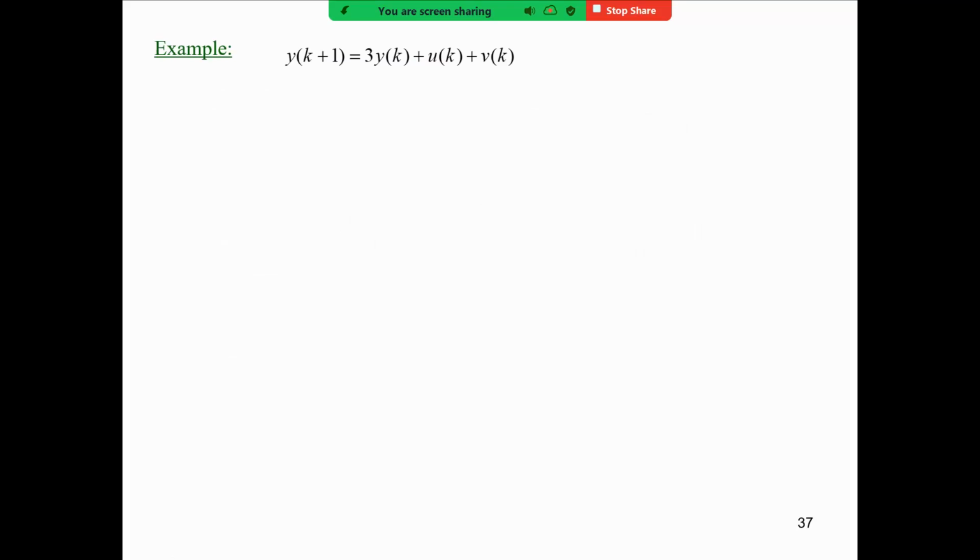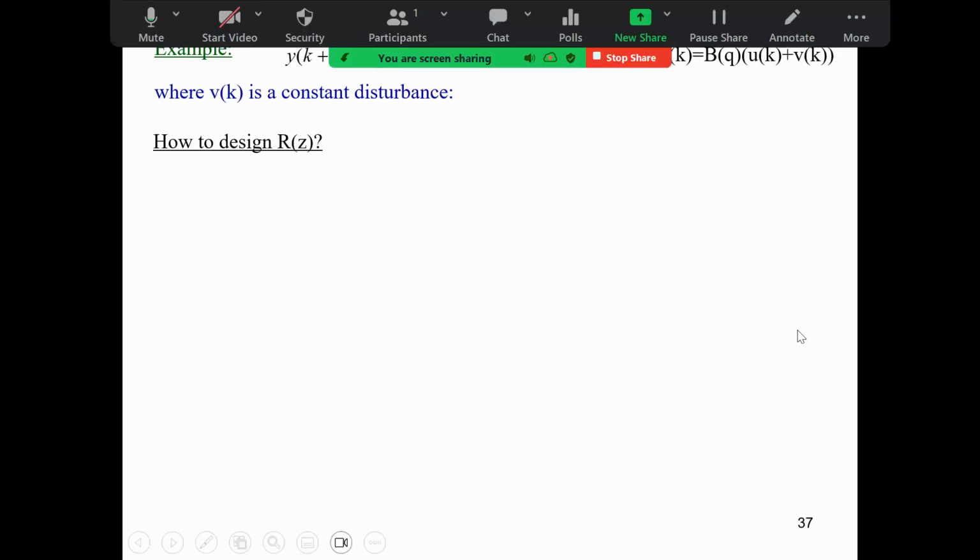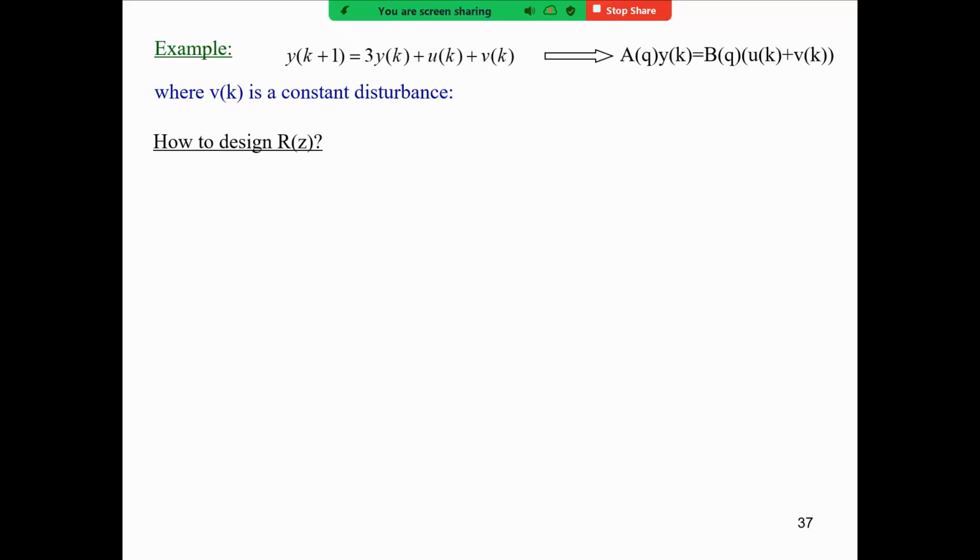Now let's work out one example. First, you want to write it in a normal form. You want to know what is A and what is B. So you want to put the equation this way. Then we can get A and B. I just simplify the design. Let's just try to deal with a constant disturbance. If it is a constant disturbance, how should we design my R? Which factor should we put into R? Z minus 1, right? So put Z minus 1 as a part of R.